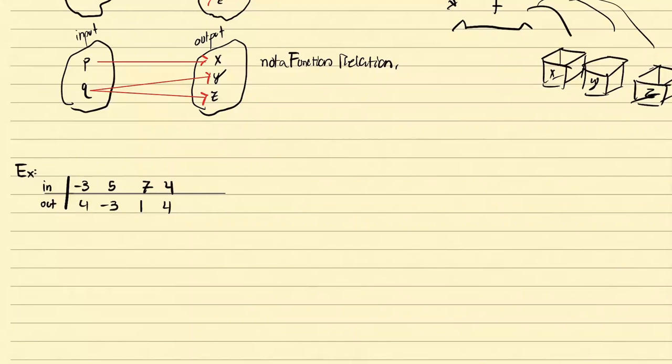So does this represent a functional relationship? I shouldn't say functional relationship. I should say function relation. Does this represent a function relation? Any ideas how we would think about it? So if I were to put these numbers in bins, these are all different numbers.